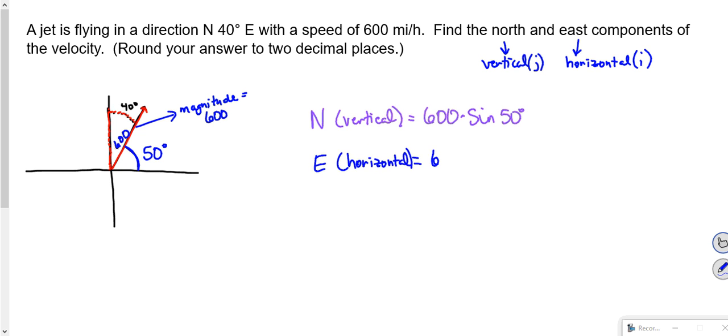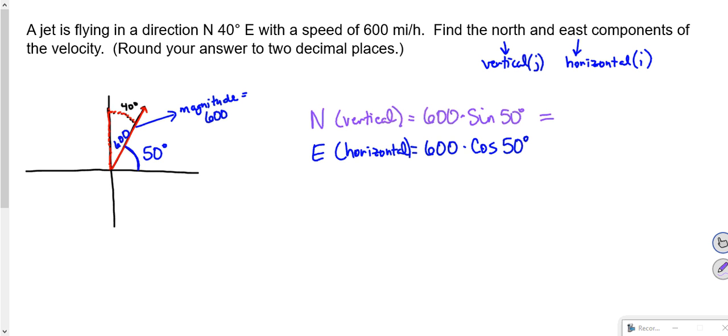would be 600 times cosine 50 degrees. Okay, so we've got the north is the vertical, the east is the horizontal. So the vertical gets the sine, the horizontal gets the cosine. All we can really do here is poke that in a calculator.